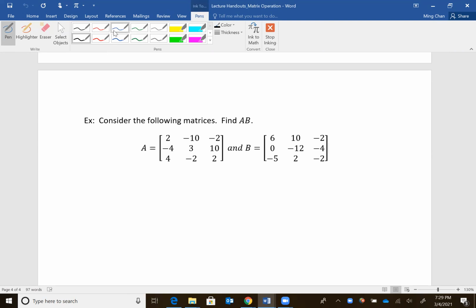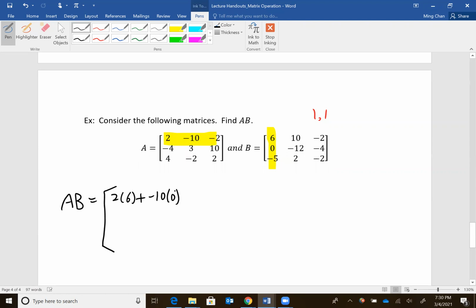So I'm gonna write it out a little bit better this time. Product A times B. In the video, we're gonna take the first row times the first column. First row times first column will be your 1-1 entry on your answer. So I'm gonna write it out slowly. 2 times 6 plus -10 times 0, plus -2 times -5.